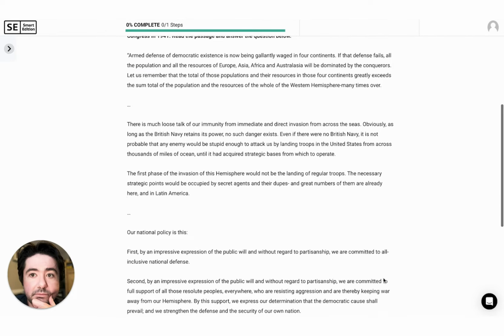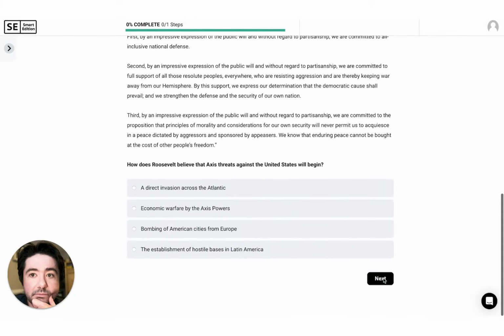All right, let's see what's going on here. How does Roosevelt believe that the Axis threats against the United States will begin? Quick reminder, the Axis powers were Nazi Germany, Fascist Italy, and Imperial Japan. And at this point, when Roosevelt's giving his speech, they're all caught up in World War II. America's not yet. So, how does Roosevelt believe that the first Axis threat against the United States will happen?